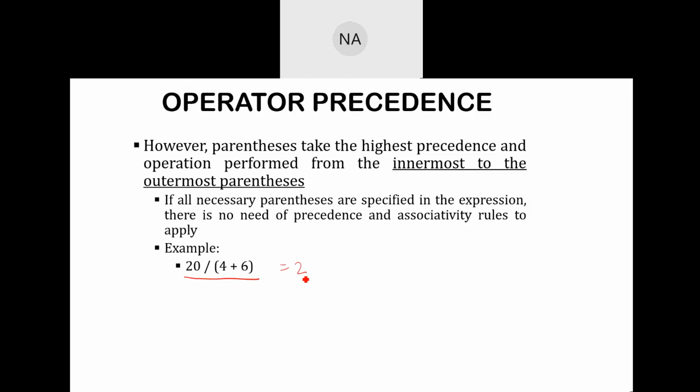Okay, but if you write this expression without any parenthesis, like this, then division has higher precedence over plus. So 20 divided by 4, that is 5, plus 6, 11. In this case the output will be 11. But if you write this expression with parenthesis like this, the output will be 2. So parenthesis has the highest precedence.